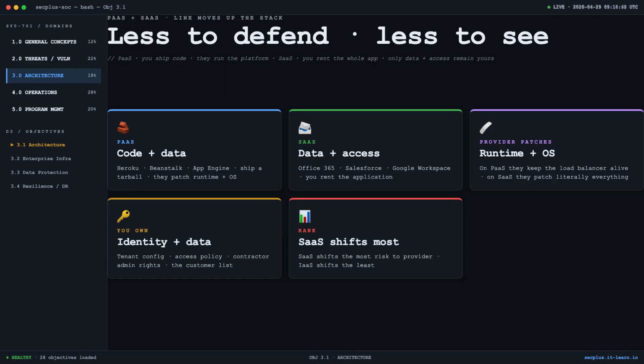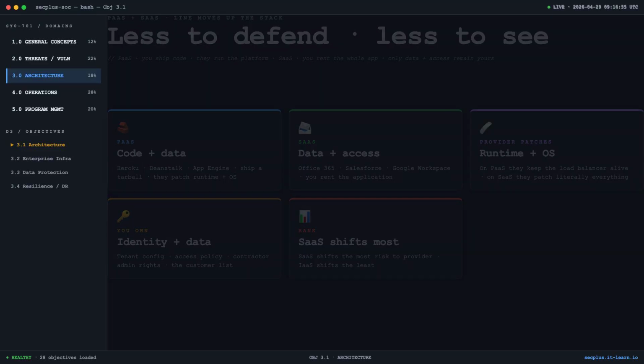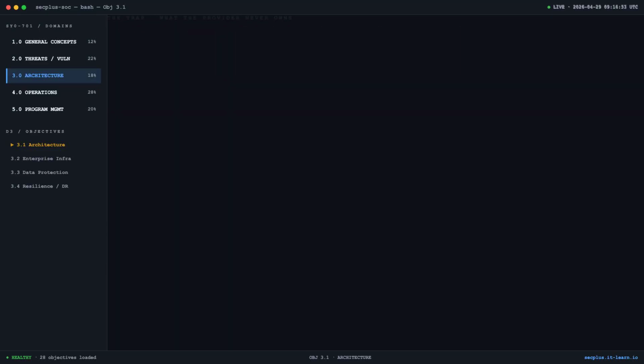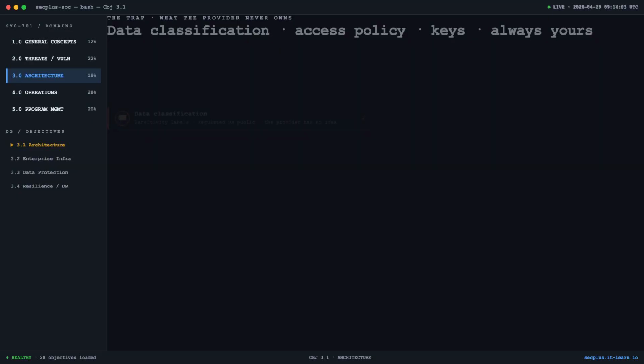The cloud provider is never responsible for your data classification, your access policies, or your encryption key management. Never. Even on SaaS, where they patch literally everything, if you give a contractor admin rights to your tenant and they walk off with the customer list, that is on you.